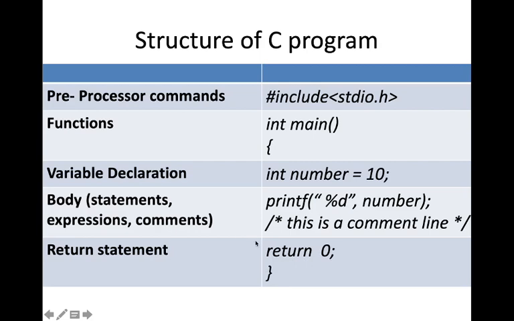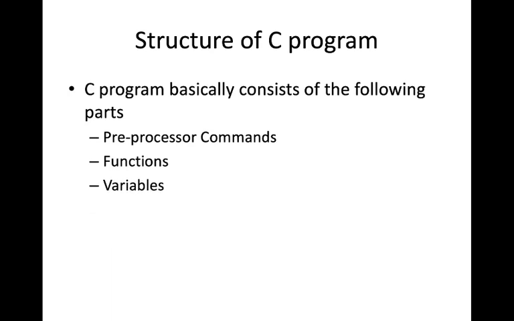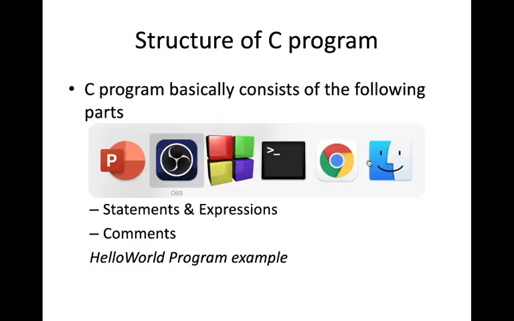If we are including very many different functions, all those function definitions and declarations will be there. So this is a simple program, just to show how a C program will look. You need not worry about the structure now. Later, when you learn to write programs, you will automatically learn the structure of a C program. So a C program consists of the following parts: preprocessor commands, functions, variables, statements and expressions, and comment lines. We'll see an example program, then you'll understand how to do this programming.